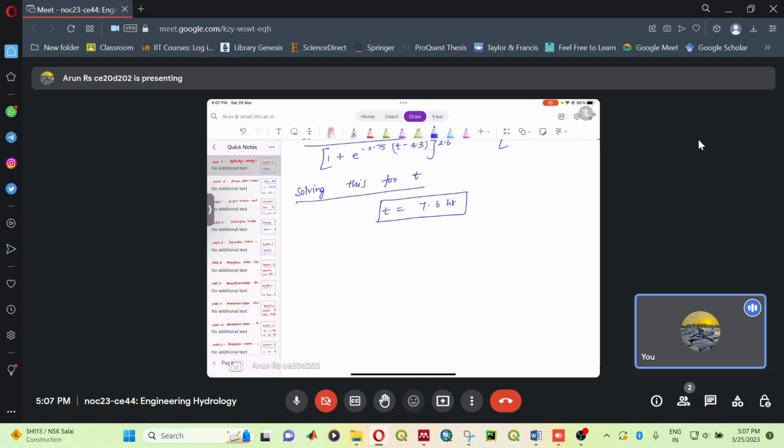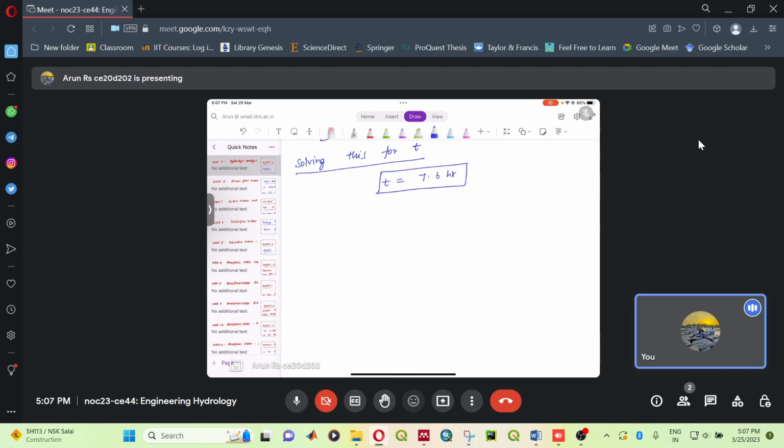Now we need to check whether this is maximum or not. So we have to find out d square UH of 5-hour t divided by dt square evaluated at t is equal to 7.6 hours. So this is a little big expression.